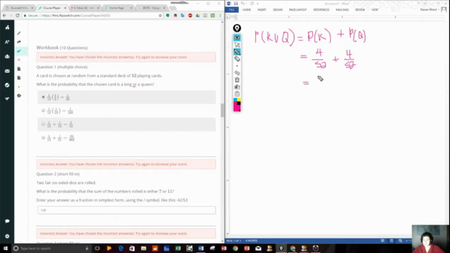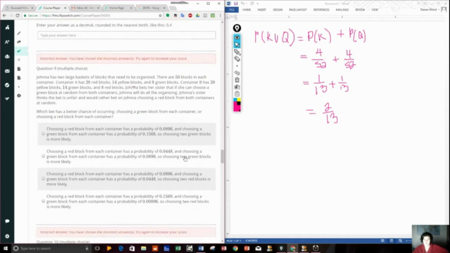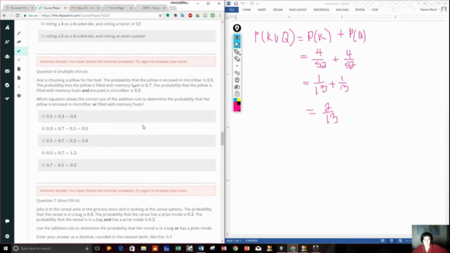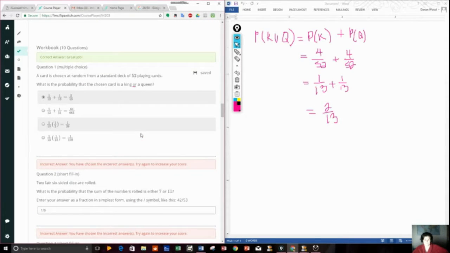And this is going to equal 1/13 plus 1/13. And that's going to equal, when you have the same denominator and you're adding, you're going to add the numerators. So 1 plus 1 is 2, so 2/13. So when we are looking for "or," we're looking for addition. The 1/13 plus 1/13 equals 2/13. Great job. All right, moving on.